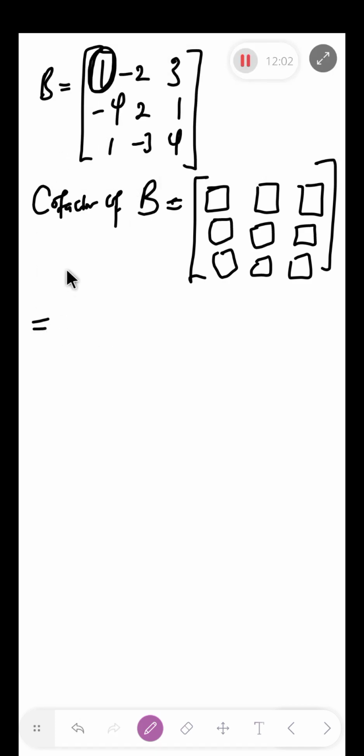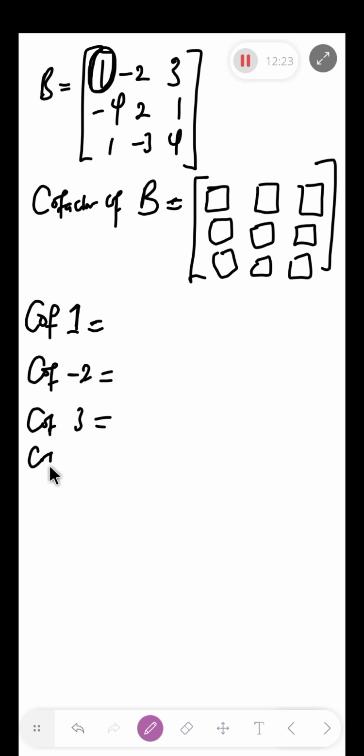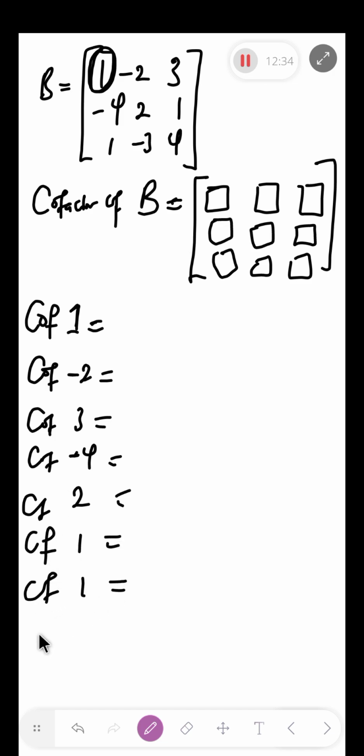You write out the cofactor of 1. I'm writing cof now. So I want to find the cofactor of this position 1. So you write cof 1. Cofactor of 1 is what? I don't know yet. You need to find the cofactor of minus 2, in that order. Cofactor of 3. Cofactor of minus 4. Cofactor of 2, like that, in that order. Then cofactor of 1, cofactor of another 1, cofactor of minus 3, and then cofactor of 4.